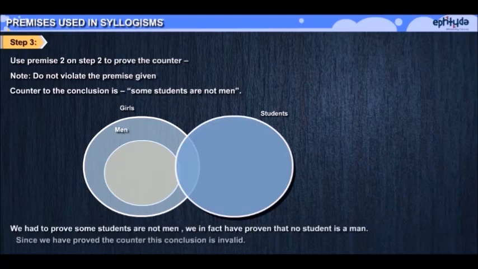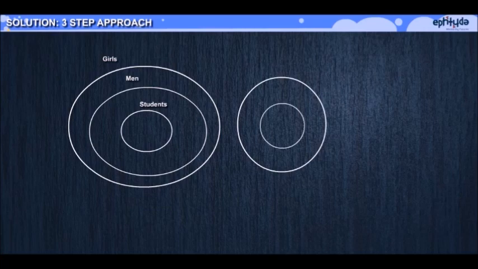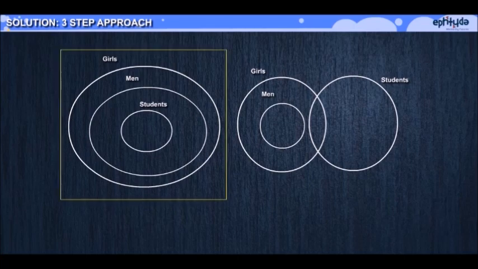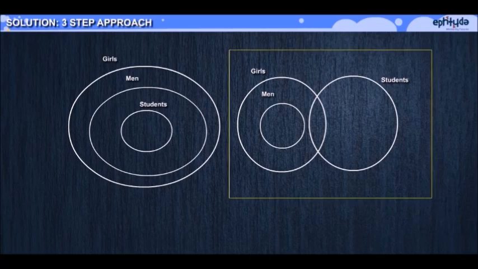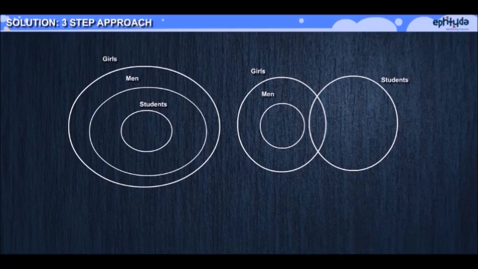Second premise: some girls are students. As you can see, without violating any of the premises, we have proved the counter argument, and therefore the conclusion that all students are men is not correct. So basically, two diagrams could be made using the two statements given. Diagram 1 shows the possibility that students are men, and the second diagram which we drew shows that no man is a student.